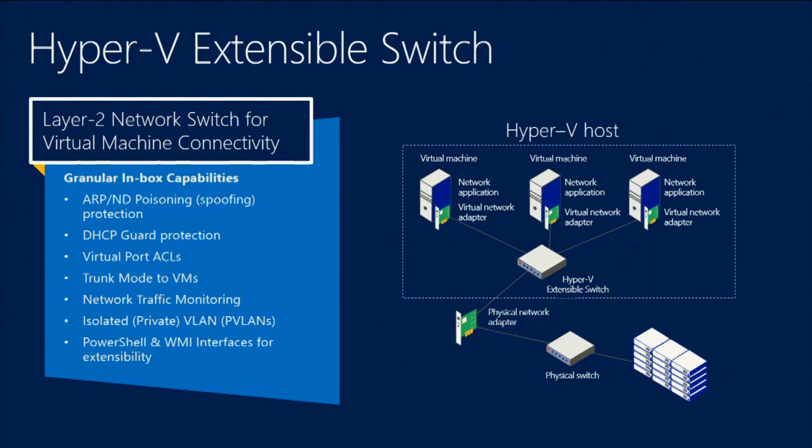But not only can partners plug in, we can also provide a number of granular capabilities in the box, protecting against certain types of attacks. ARP and neighbor discovery poisoning, DHCP guard protection, router guard protection. We can trunk lots of VLANs to individual virtual NICs within VMs. PVLANs is exposed through this new granular networking switch. So I can have VLANs within VLANs if I do still want to utilize that approach. The network traffic monitoring is in the box, so I can mirror traffic to another virtual machine for analysis, for instance. So lots of granular capabilities coming into Hyper-V in the network switch.